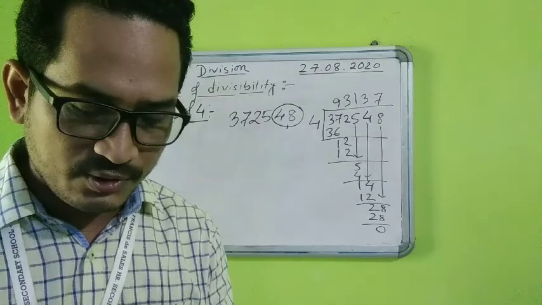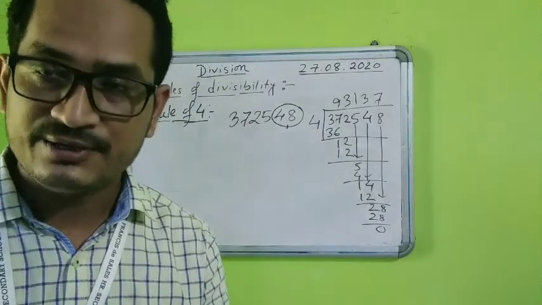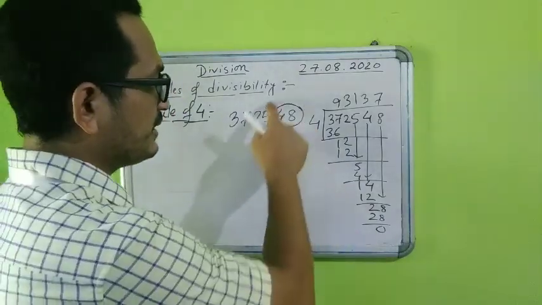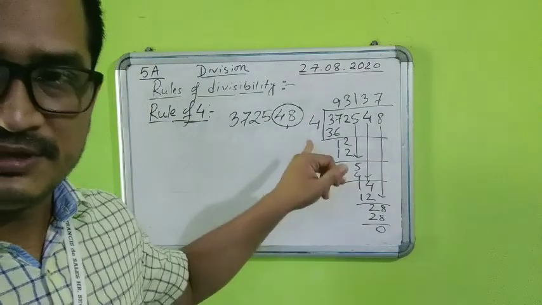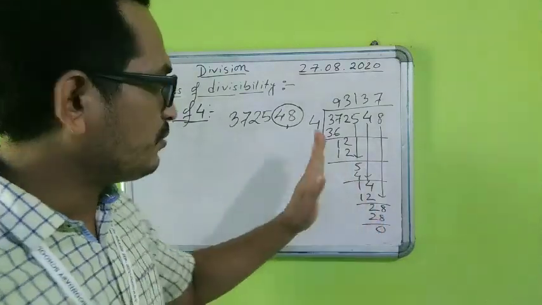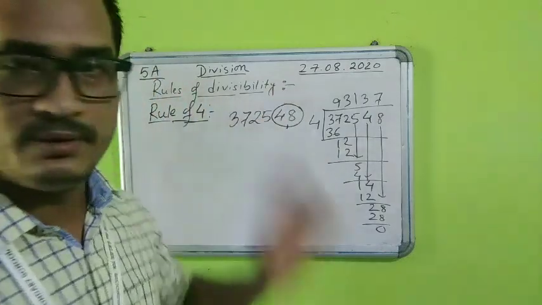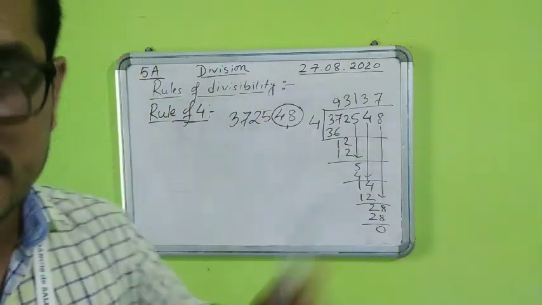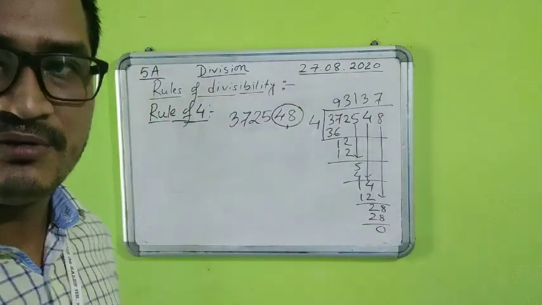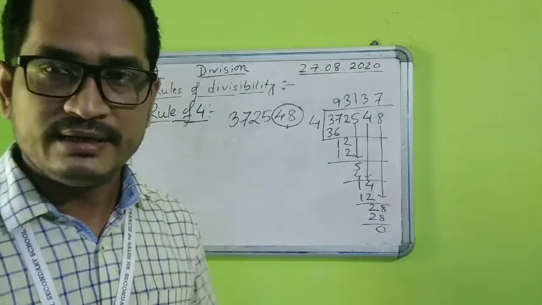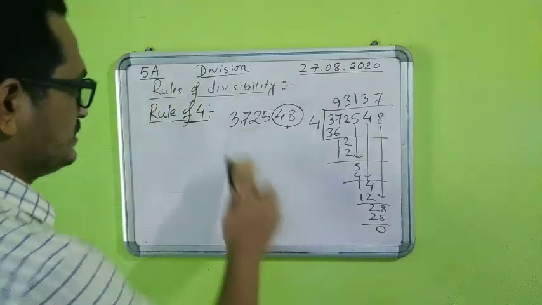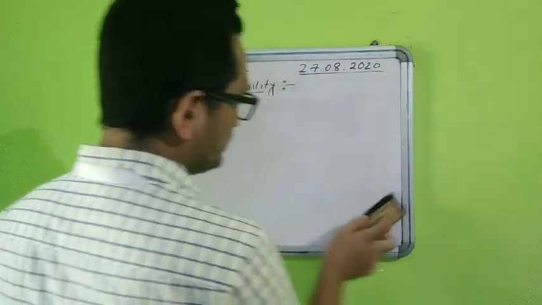And how I have told you without dividing, actually I have told you by just looking at the last two digits. The last two digits make 48, and 48 is divisible by 4. So that is why this complete number will also be divisible by 4. So this is the easiest way to check whether a number is divisible by 4 or not. Okay, so let us write down the rule now.